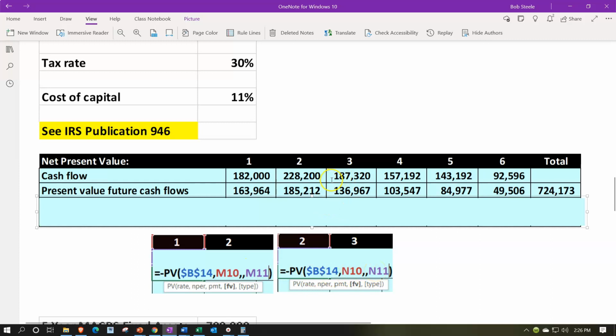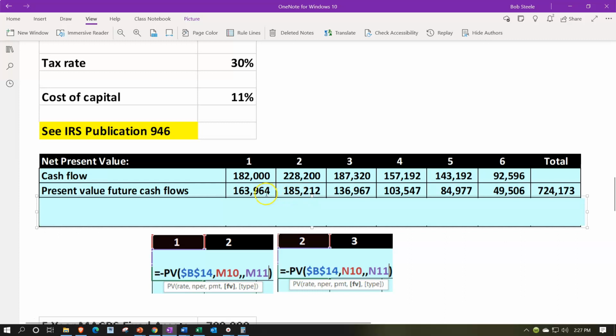If we continue this process, the 187,320 discounted 3 years back at the 11% is the 136,967. Period 4, year 4. The 157,192 discounted 4 years back at the 11%, 103,547. The year 5, 143,192 discounted 5 years back at the 11% is the 84,977. And year 6, the 92,596 discounted 11% 6 years back is 49,506.